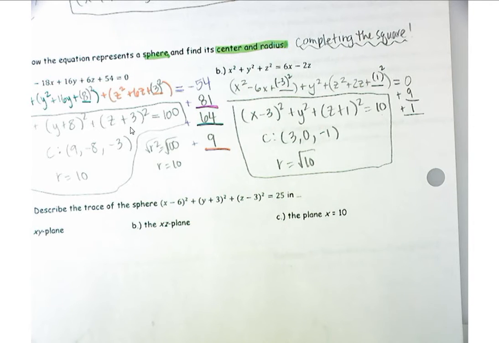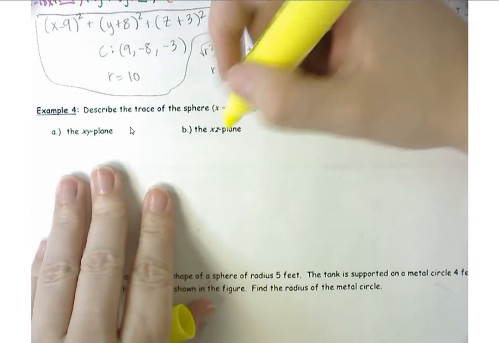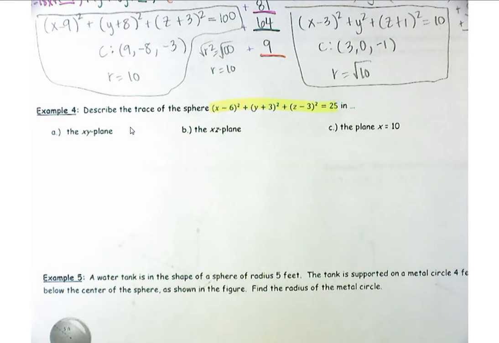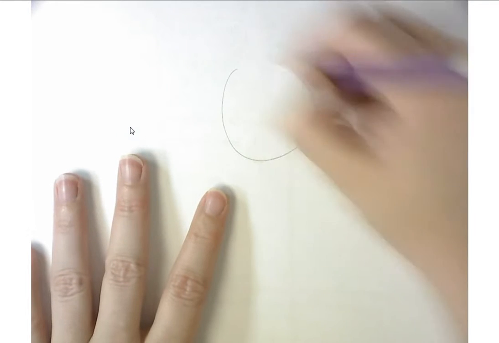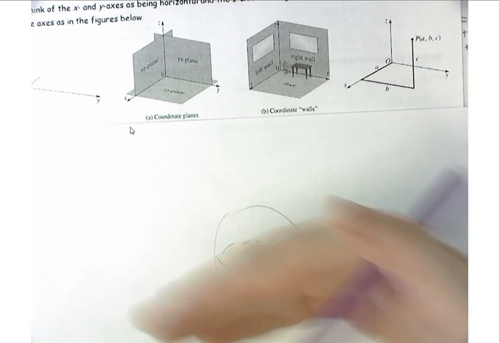Good? Okay, so then the next thing we're going to do is describe the trace of the sphere. And they give us an equation that represents that sphere. Okay, now I'm just going to draw a rough sketch so that you can think about what the trace of the sphere is. Okay, so here's my sphere. If it's asking you what the trace is in the xz plane, remember, the xz plane is this wall, okay? So think of this sphere as being cut by a piece of paper there.